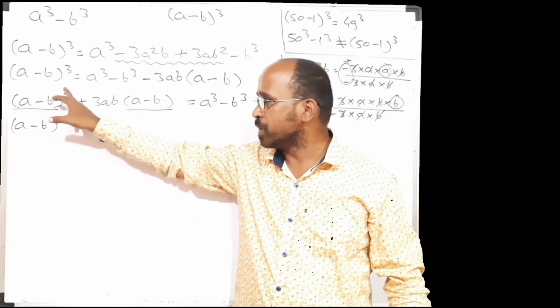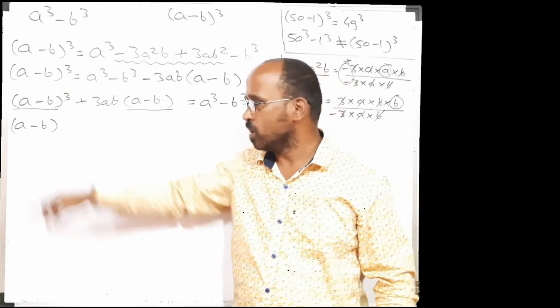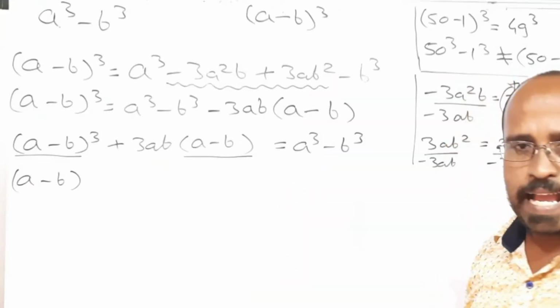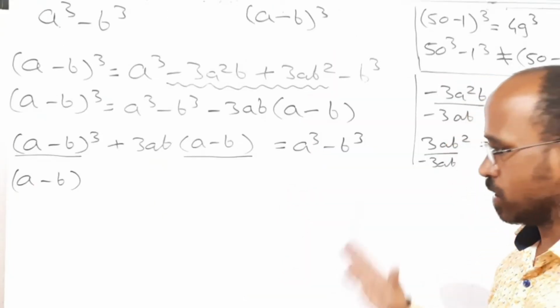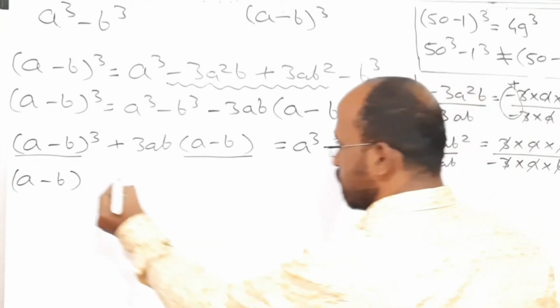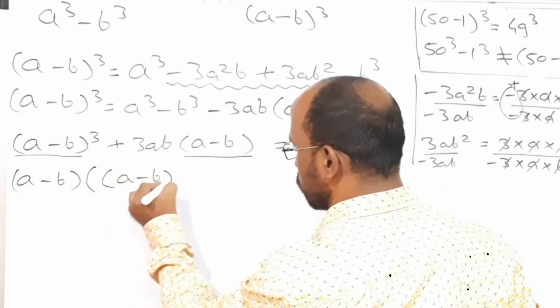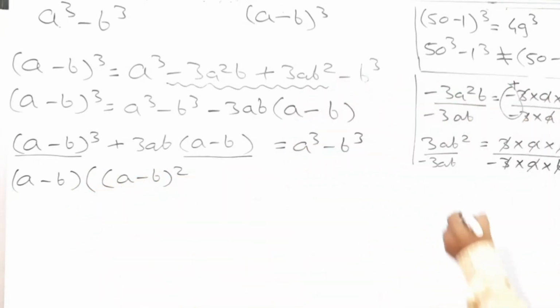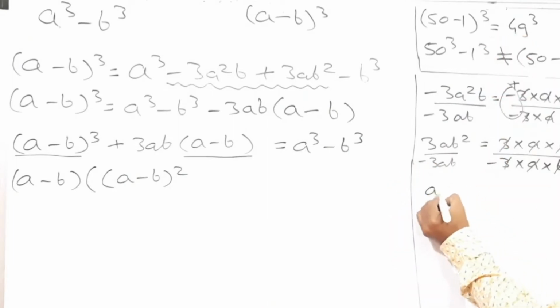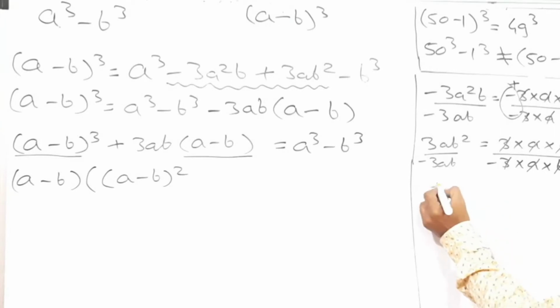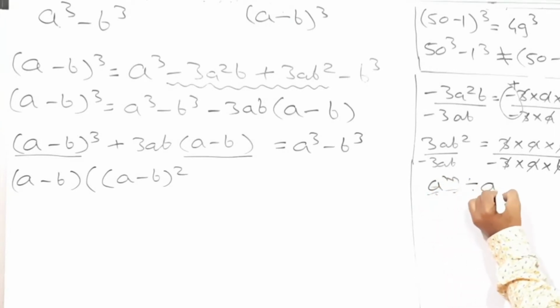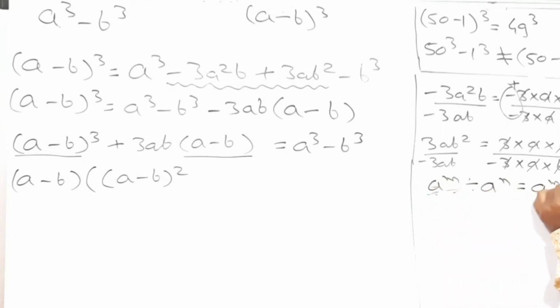So (a minus b) cube divided by (a minus b) will be equal to a plus (a minus b) square, that will be in the second bracket. So in the second bracket there will be (a minus b) square. See students, how (a minus b) square? This is rough area. a raised to m divided by a raised to n is equal to a raised to m minus n.